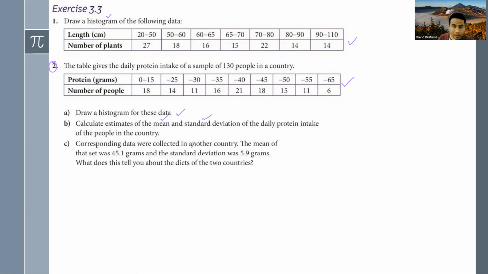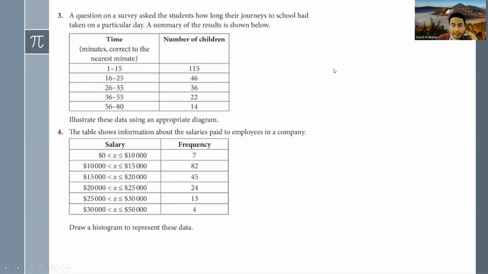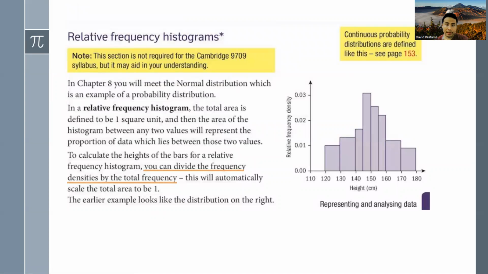Corresponding data were collected in another country. The mean of the set was 45.1 gram and the standard deviation was 5.9 gram. What does this tell you about the diet of the two countries? You can compare with the mean and standard deviation you found here. That's exercise 3.3. Next, you still have number 3 and number 4, and then you have relative frequency.